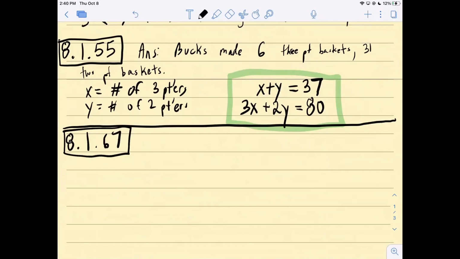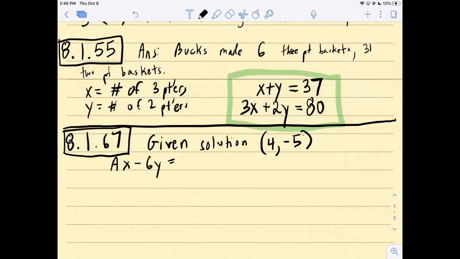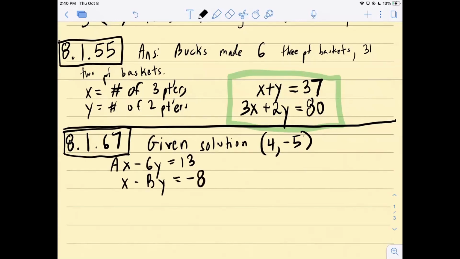Find the solution of the following systems is (4, -5). So we're given a solution. That means x is 4, y is -5. Find a and b. So we have ax minus 6y is equal to 13, and x minus by is equal to -8.